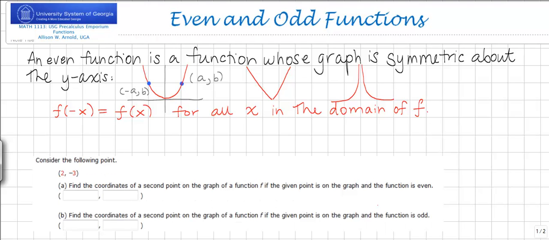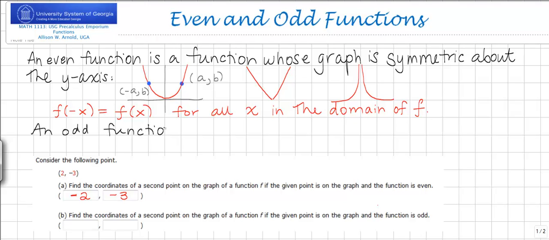So if you glance at the example, consider the following point, the ordered pair (2, negative 3). Find the coordinates of a second point on the graph of a function f if the point (2, negative 3) is on the graph and the function is even. That means that if x equals 2 produces y equals negative 3, then x equals negative 2 would also need to produce that same y coordinate. Okay? All right.